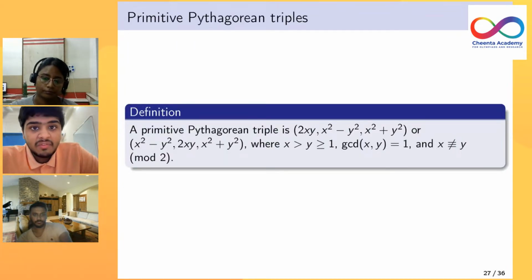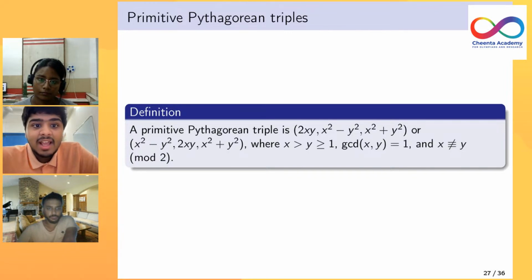Now, I would like to define another core theorem in my presentation, the non-adjacency for primitive Pythagorean triples. A primitive Pythagorean triple is of the form 2xy, x squared minus y squared, x squared plus y squared, or its permutation, where x is greater than y, greater than or equal to 1, and where GCD of x and y is 1. Exactly one coordinate will remain even, while the other two are odd, and that parity structure will be crucial in the non-adjacency result.